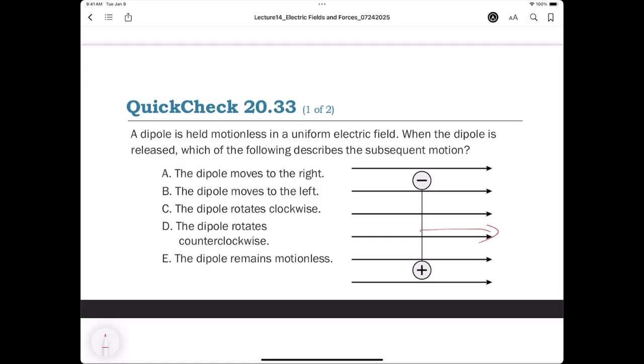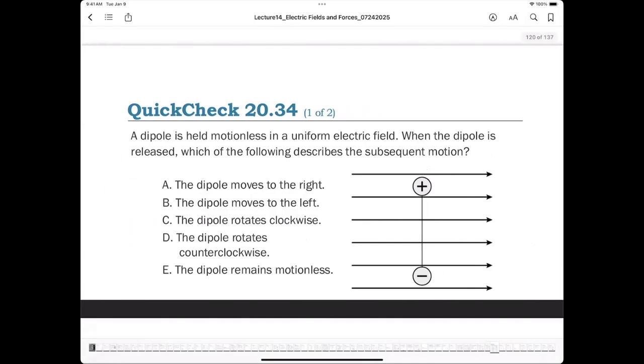The positive end should go with the field and the negative end should be behind, so it will rotate counterclockwise. You can see it will go toward the negative, so the positive should be in this direction and the negative in this direction. That makes sense to you? So it should be D.